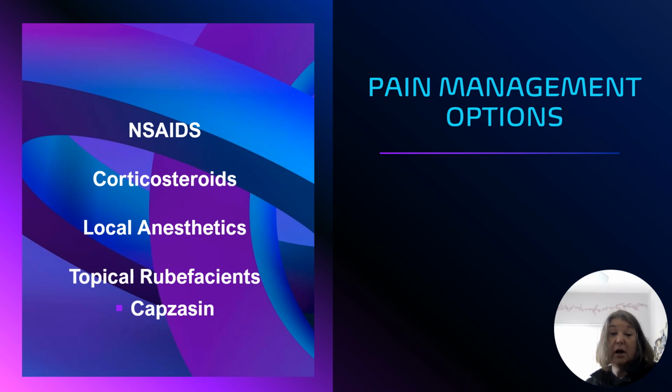Corticosteroids should not be used in combination with NSAIDs to minimize the risk of GI bleeding, especially in older adults and our anticoagulated patients. So that anticoagulated patients, that's going to be our people on blood thinners, right?